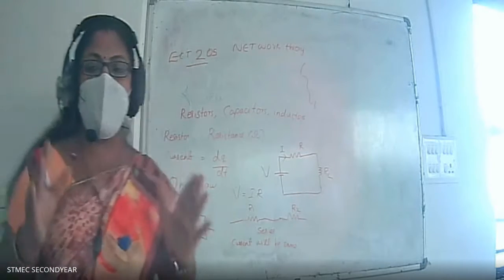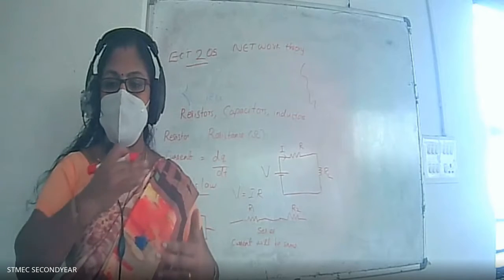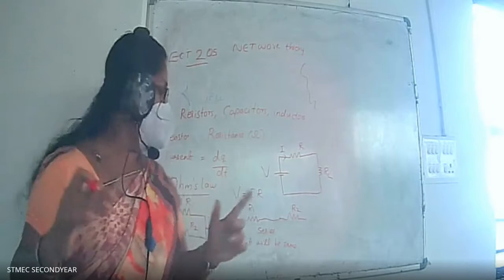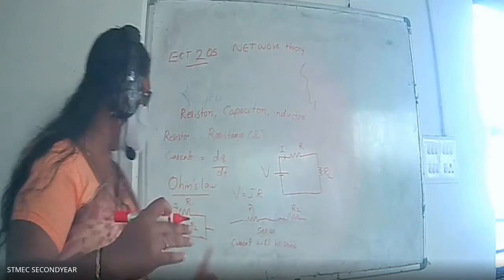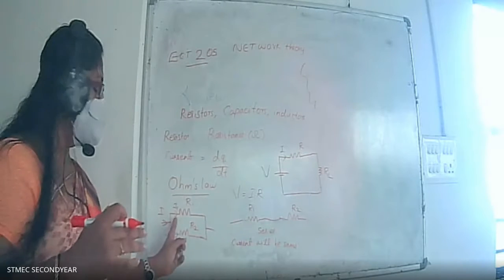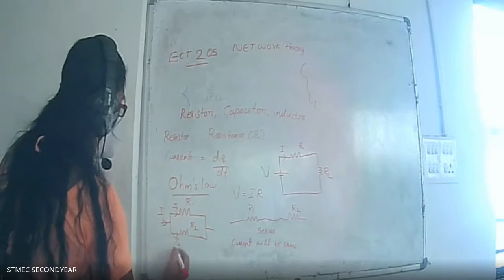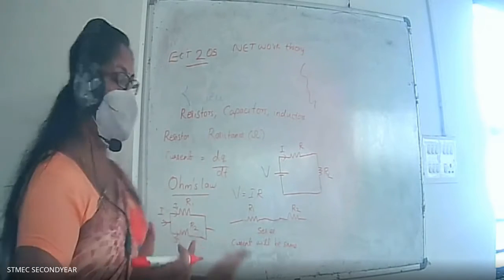So the main point here is that whenever current flows through a series path, the current will be same. So series connection, current will be same. For parallel connection, the current will split into two paths, so the current will be different. Okay, this is the basic thing. So what about the voltage?